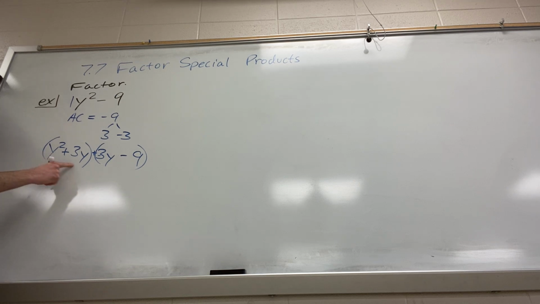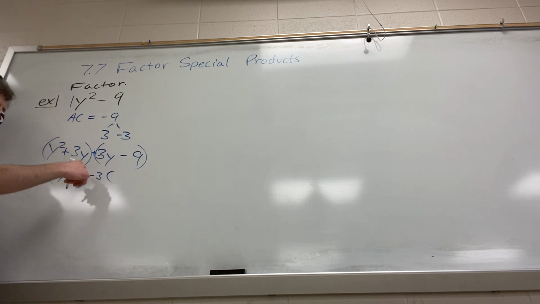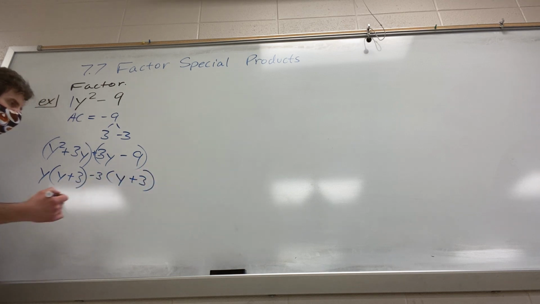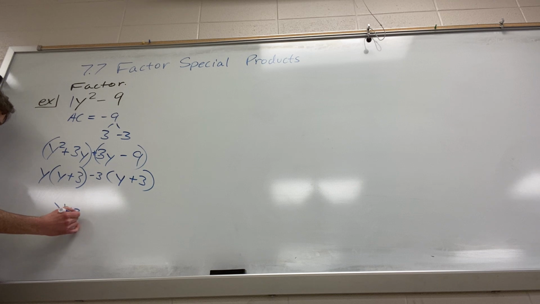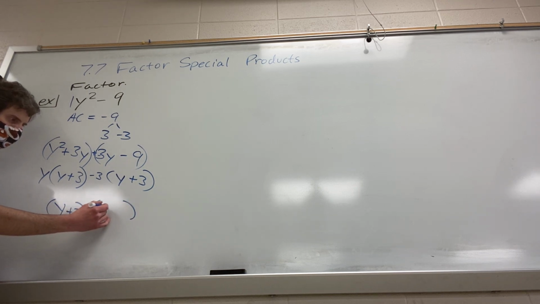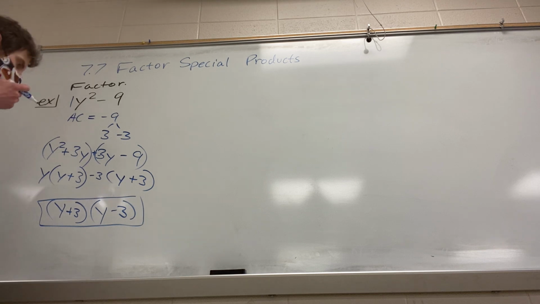What do these have in common? 3. -3. Finally, our answer, when we factor out the common binomial, is y plus 3 times y minus 3. Whew. All right, we made it.